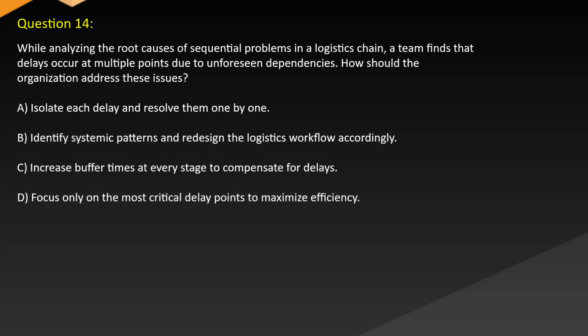Question 14. While analyzing the root causes of sequential problems in a logistics chain, a team finds that delays occur at multiple points due to unforeseen dependencies. How should the organization address these issues? A. Isolate each delay and resolve them one by one. B. Identify systemic patterns and redesign the logistics workflow accordingly. C. Increase buffer times at every stage to compensate for delays. D. Focus only on the most critical delay points to maximize efficiency.